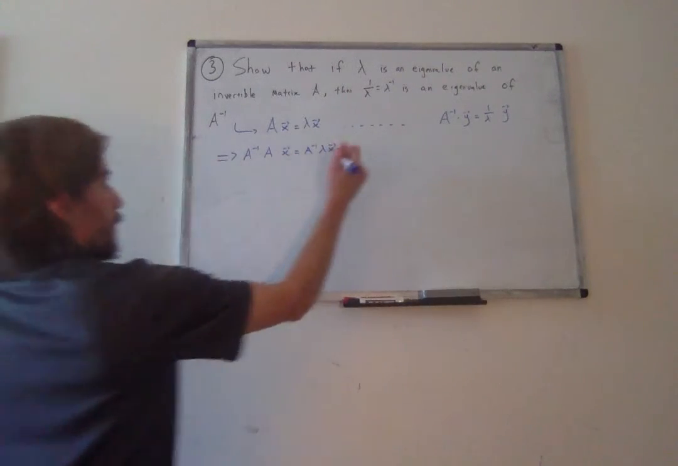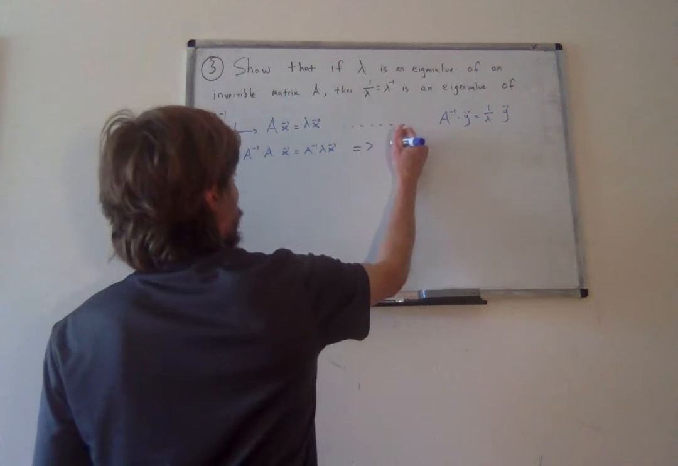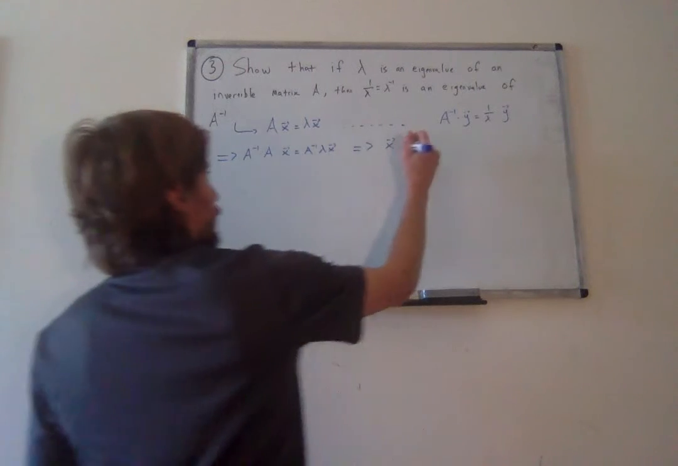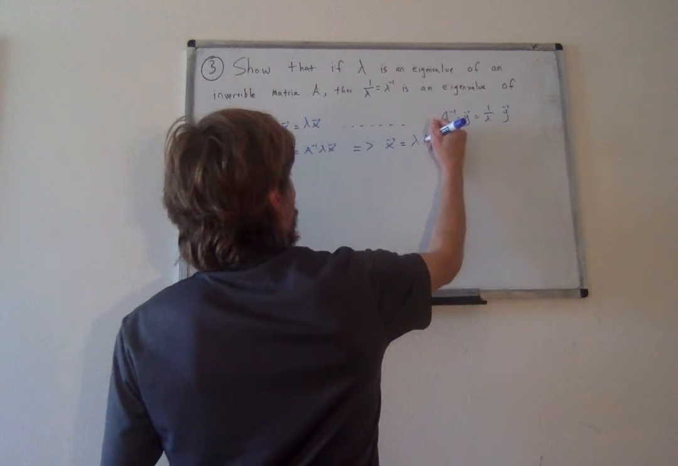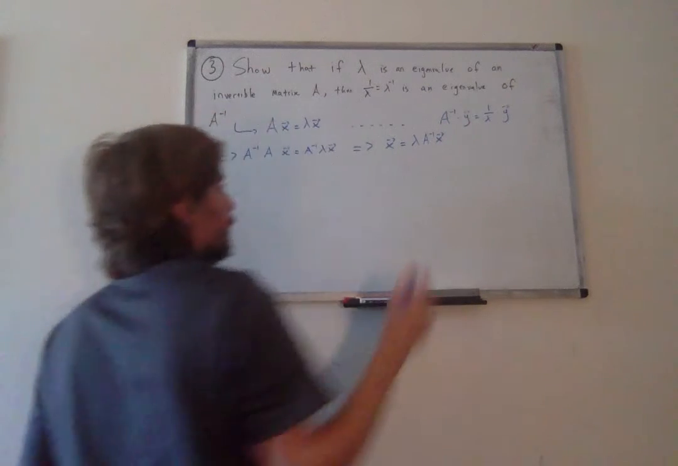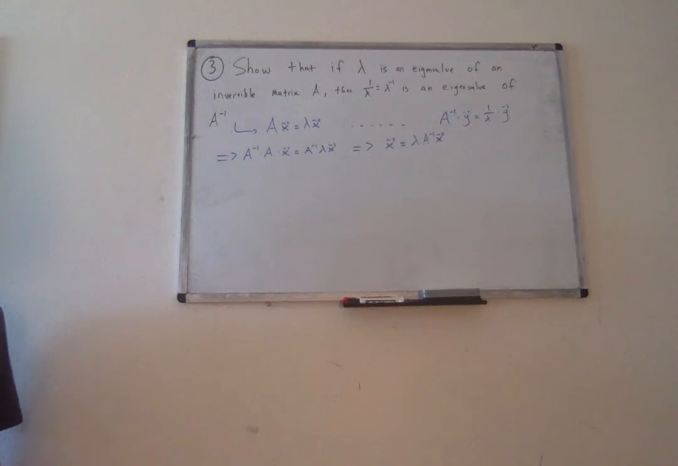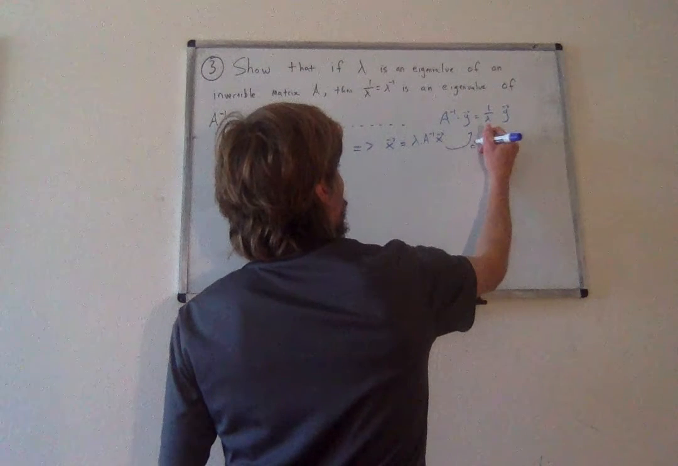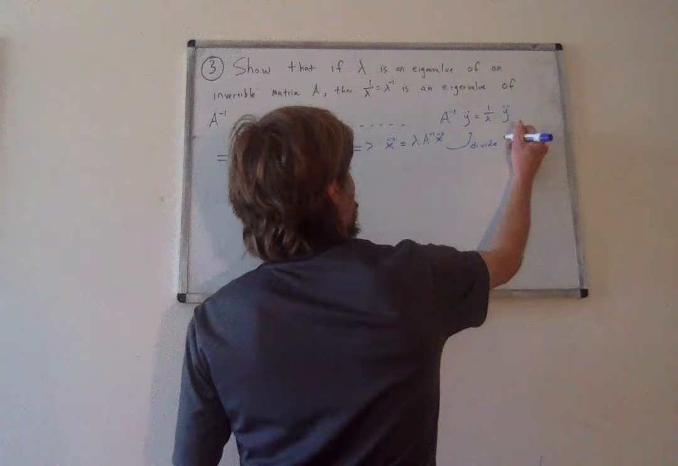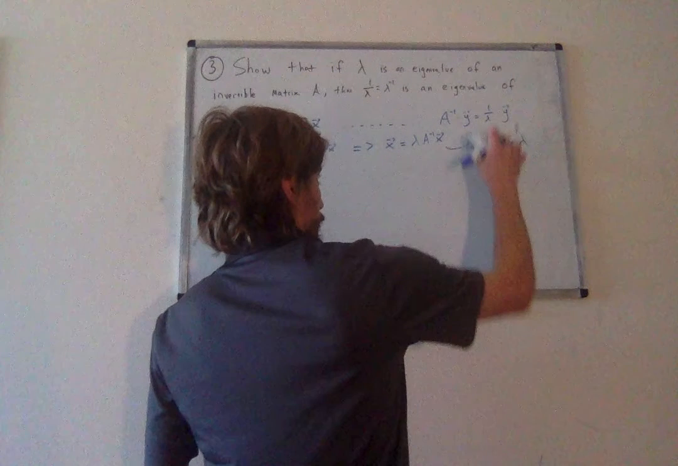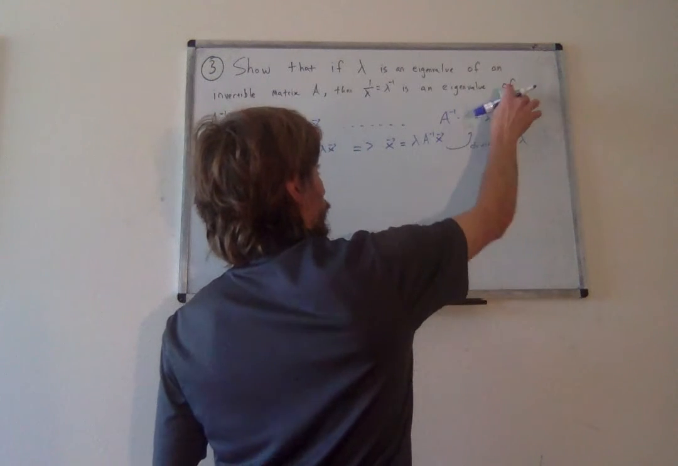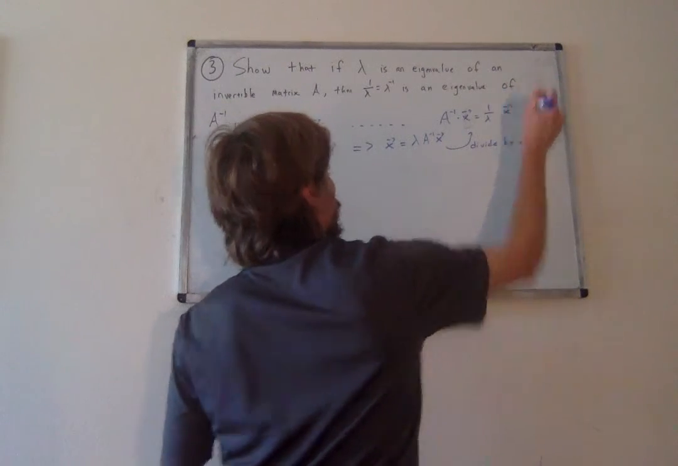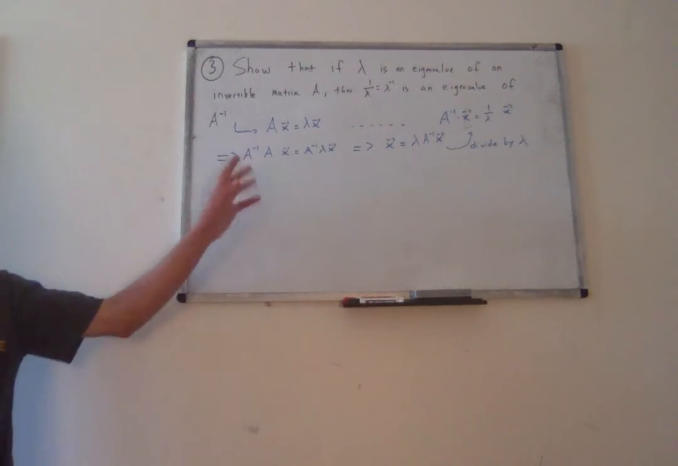So on the left side of this equation, I'm left with x. On the right side, I can factor out lambda and get that x is equal to A inverse times x times lambda. Well, and now I just divide by lambda on both sides. And so notice here that I don't have to worry about lambda being 0 because of problem 1 in this set, and the fact that A is invertible means that lambda can't be 0.